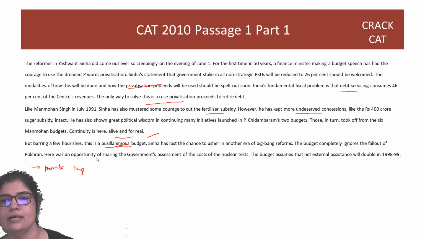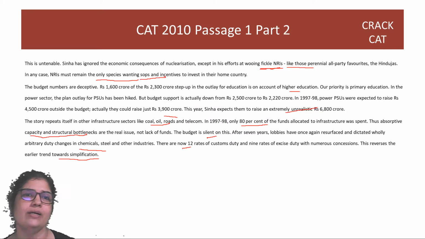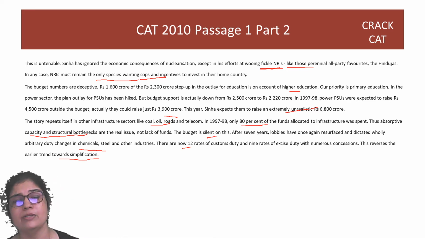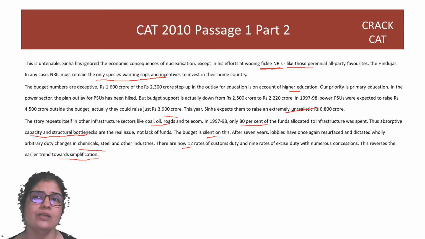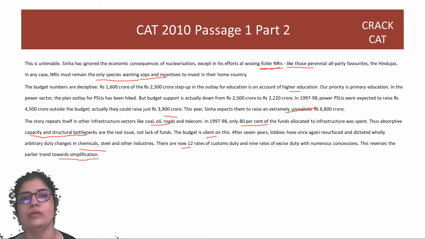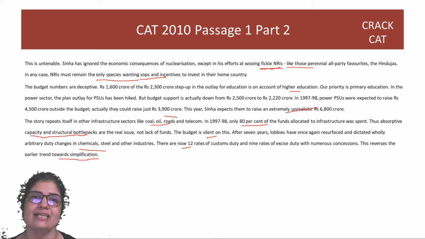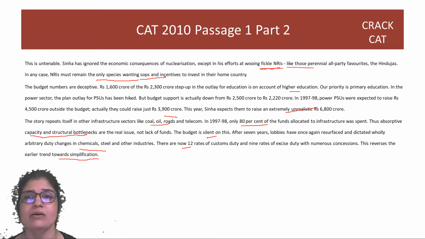Look at this. The budget assumes, and you have the word untenable. Untenable means, of course, it's not going to happen. It's not possible. Okay. Fickle. Even if you don't know fickle, you can see that he's against NRIs. NRIs must remain the only species. When you talk about someone as if they're species or animals, right? You have a negative outlook on NRIs. That's straight away obvious. So do not get too caught up in the meaning of words.